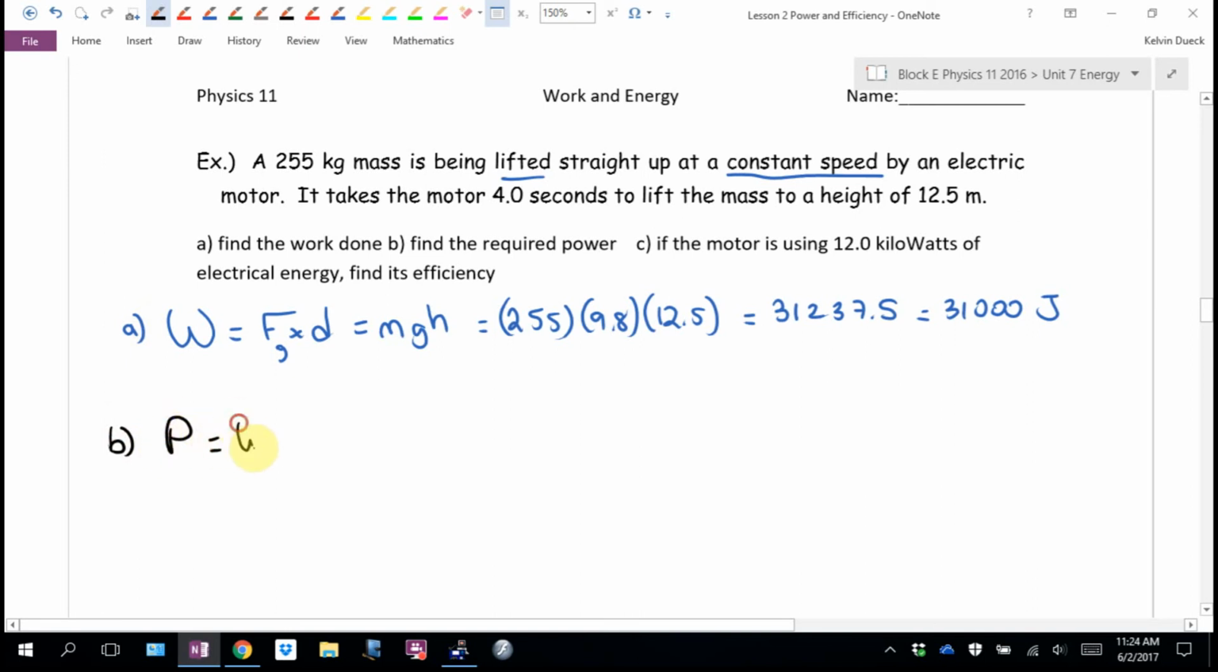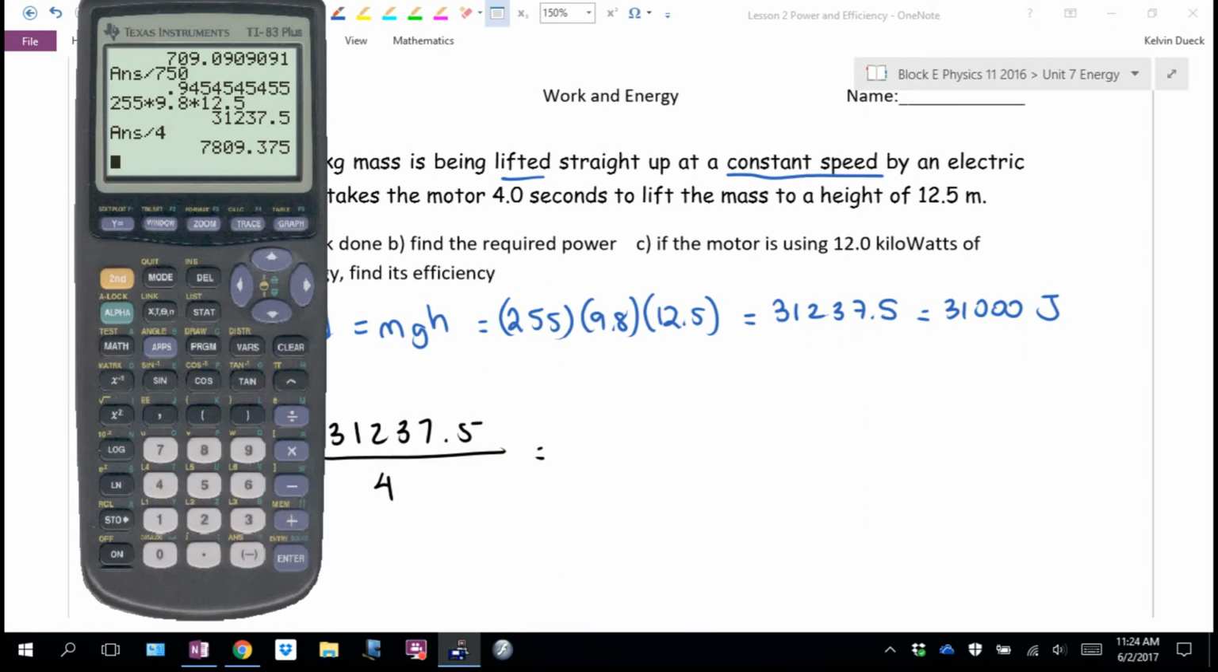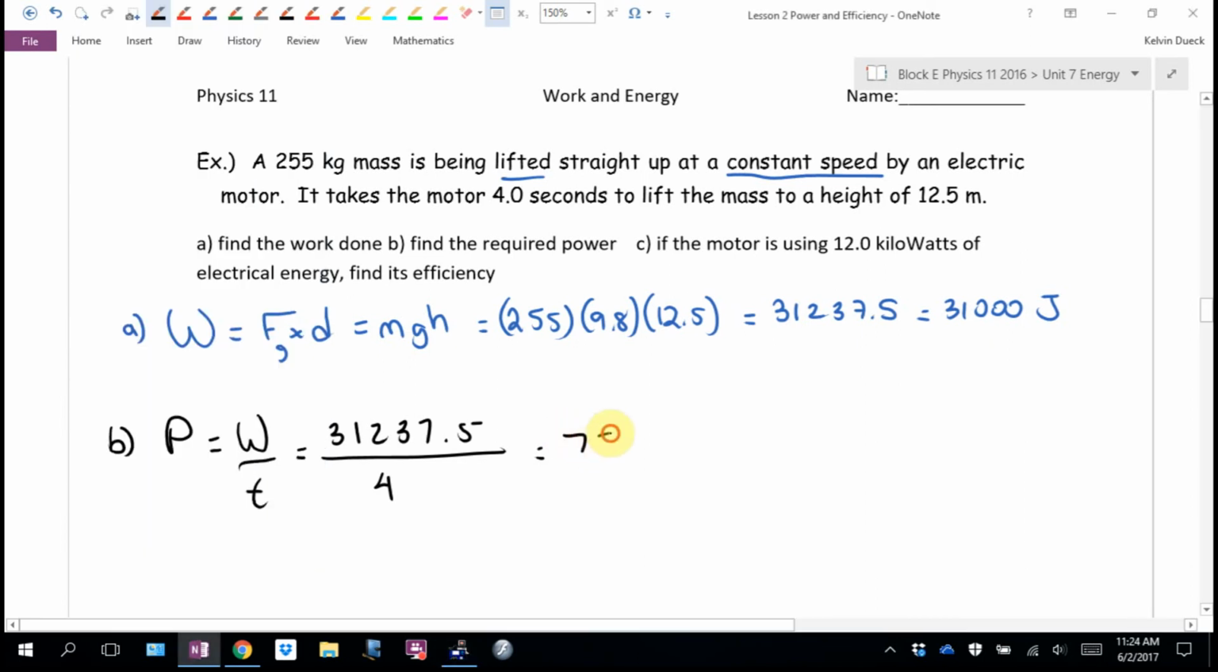Power is work over time. I just found the work in part A. Did they tell me the time in the question? Oh, okay, it's going to be straight plug and chug. So it's going to be 31237.5. What was the time, Taylor? 4 seconds. Okay. Divide by 4. You get 7,800. I'll call it 7,810. I'll write down the whole thing. 7809.375. 7,800 watts of power.